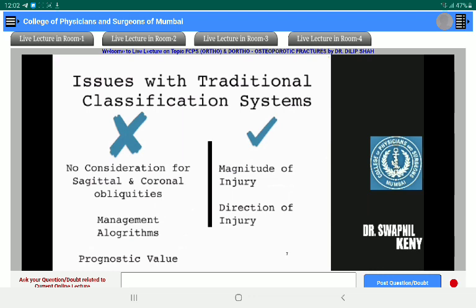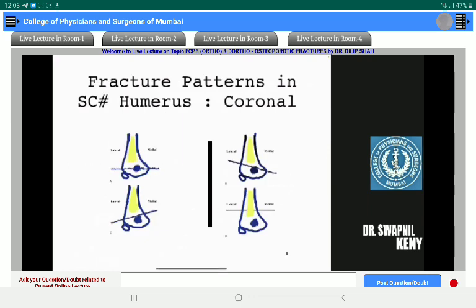It also does not tell you about the management algorithms because now that we have understood that there are different structural components to these fractures, different coronal plane fracture lines, because of which the management algorithms are different. And also based upon this, the prognostic value of injuries changes. And hence, the traditional Gartland's classification is not really enough for us to understand and treat this fracture as well as its sequelae.